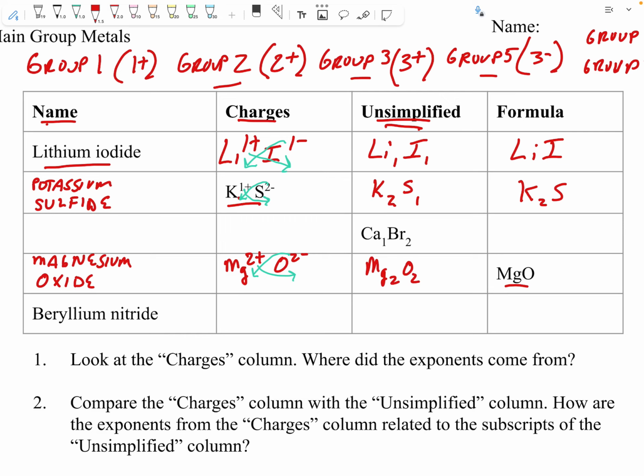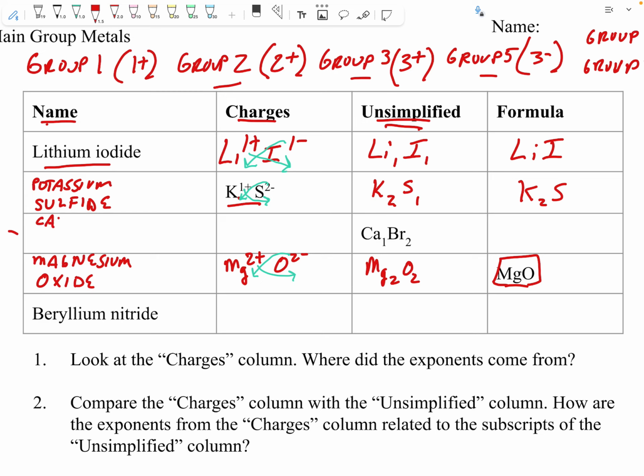Mg2O2. And we can reduce that down by both numbers being divided by 2, or taking those 2's away. We end up with MgO. Okay, we don't need the 2's there at all. So let's go back to this one right here with calcium and bromine.